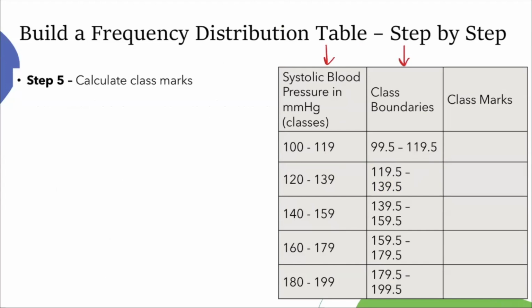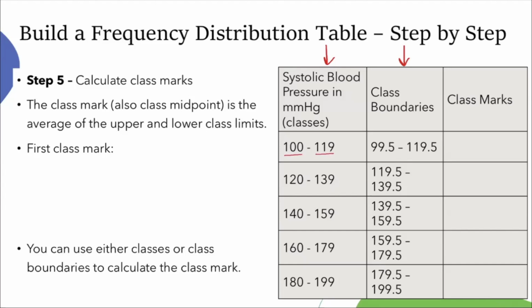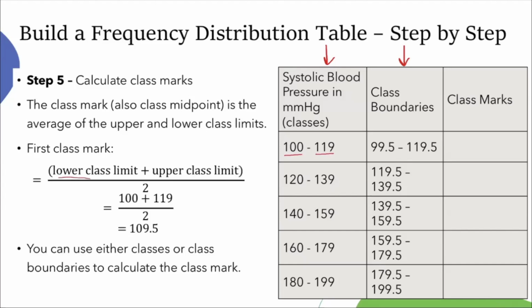Class marks. Class marks, also called the class midpoint, is the average of the upper and lower class limits. So remember, the upper class limit is 119 here, and the lower is 100. If we want to find the class mark, we just take the lower class limit, add the upper class limit, and divide by 2. So 100 plus 119, divide by 2, 109.5. And if you're doing this on the calculator, ensure that you're putting the numerator in parentheses to ensure that it's being calculated first.